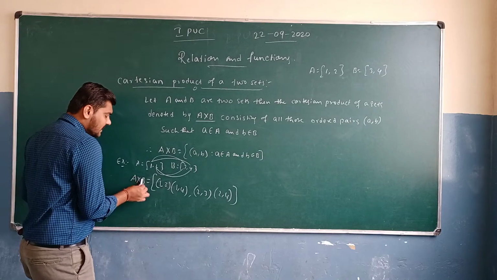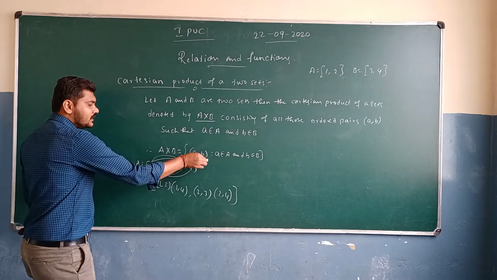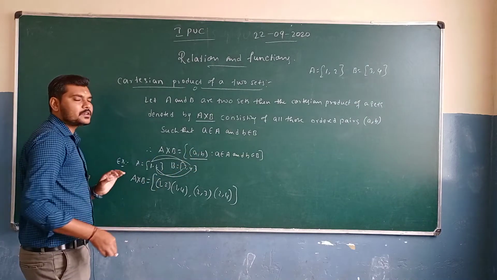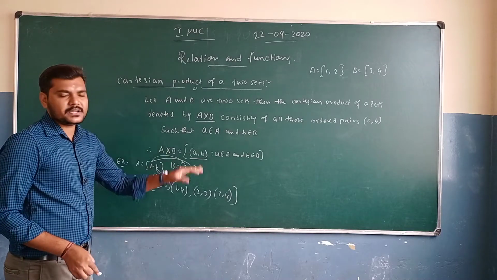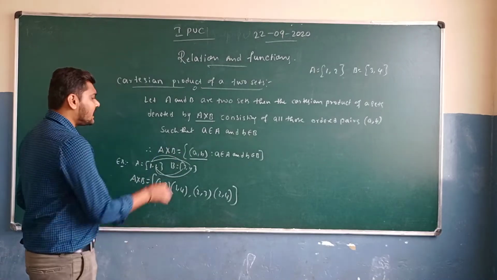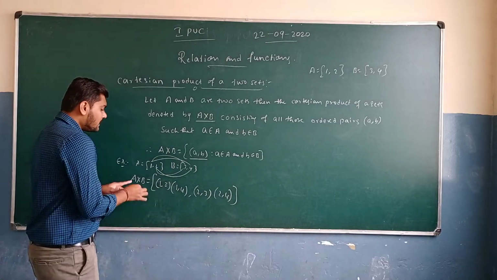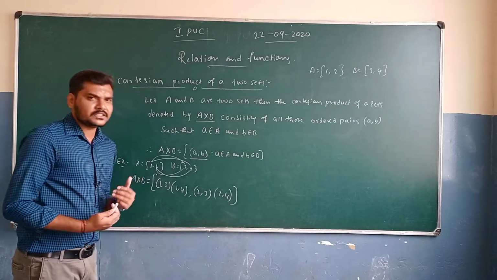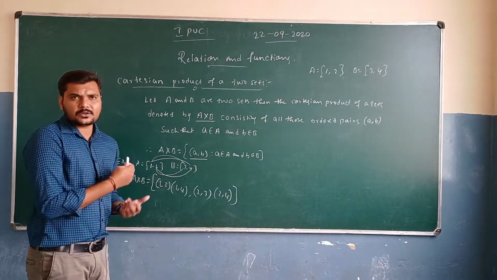So in A cross B, in which form do the elements come? That's going to be the form of the Cartesian product: A cross B is equal to A comma B. That's going to be an ordered pair. That means it will be in ordered pair form. So if it is in ordered pair form, how are these ordered pairs going to come here? How are these ordered pairs going to come here?